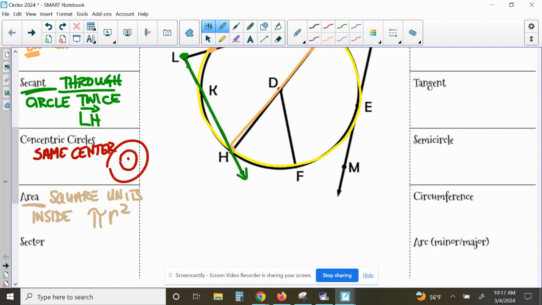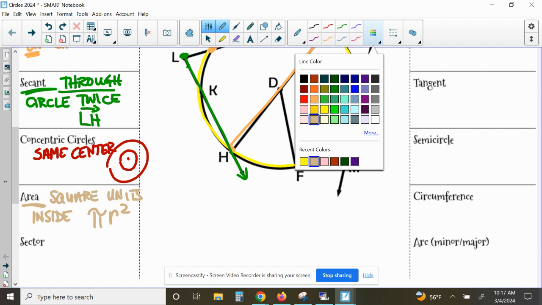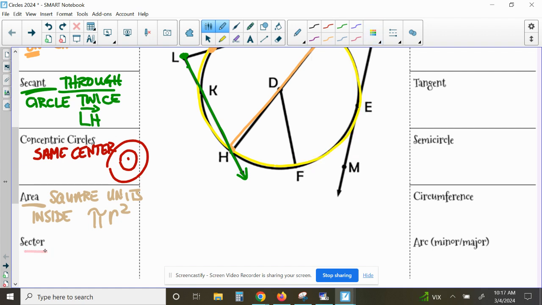Okay, sector. For sector, I'm going to go with a light pink. A sector is basically a piece of pie. Okay, piece of pie.